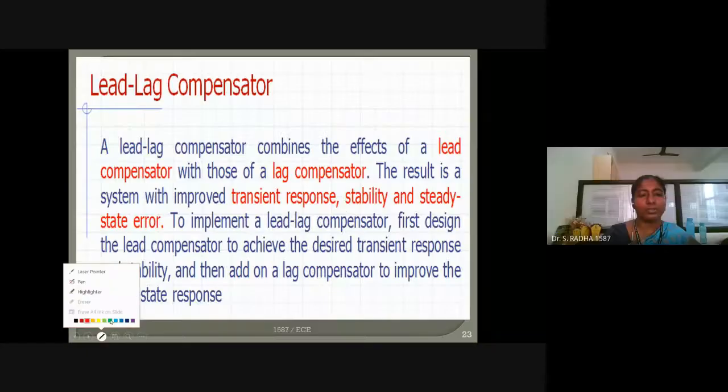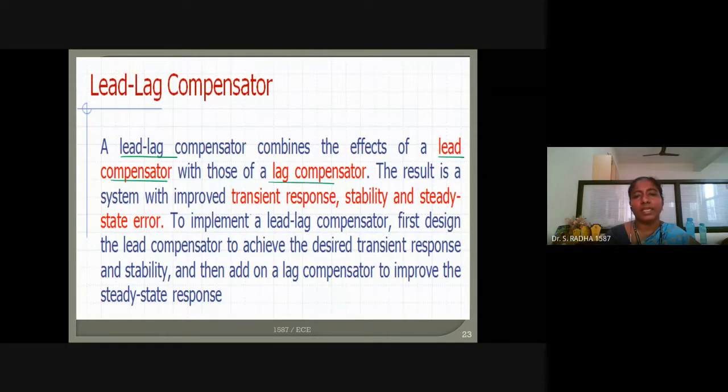Lead lag compensator will have the advantages of both lead as well as lag. Lead will help in improving transient response. Lag will help in improving steady state response. Transient response and stability are improved by the lead compensator.